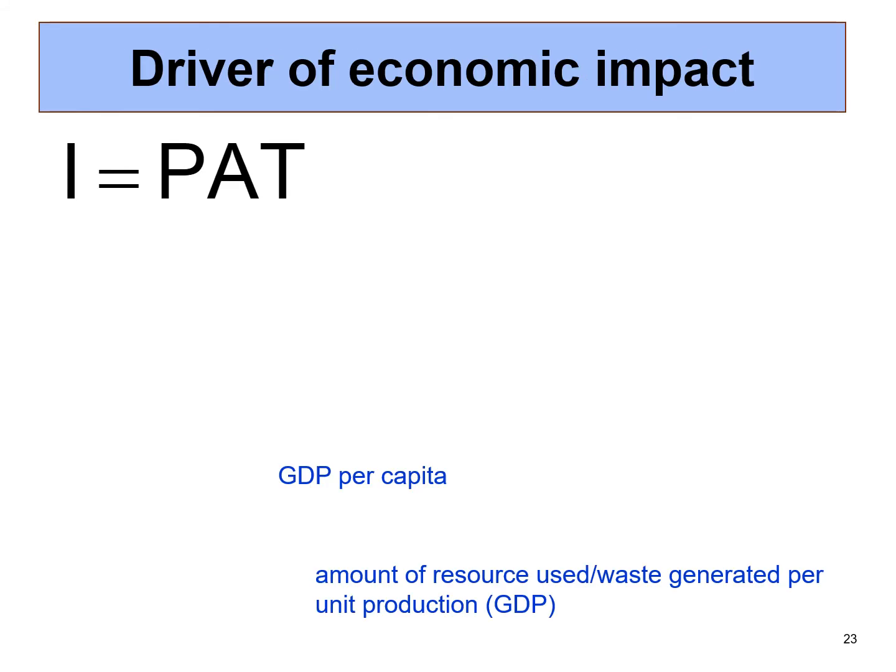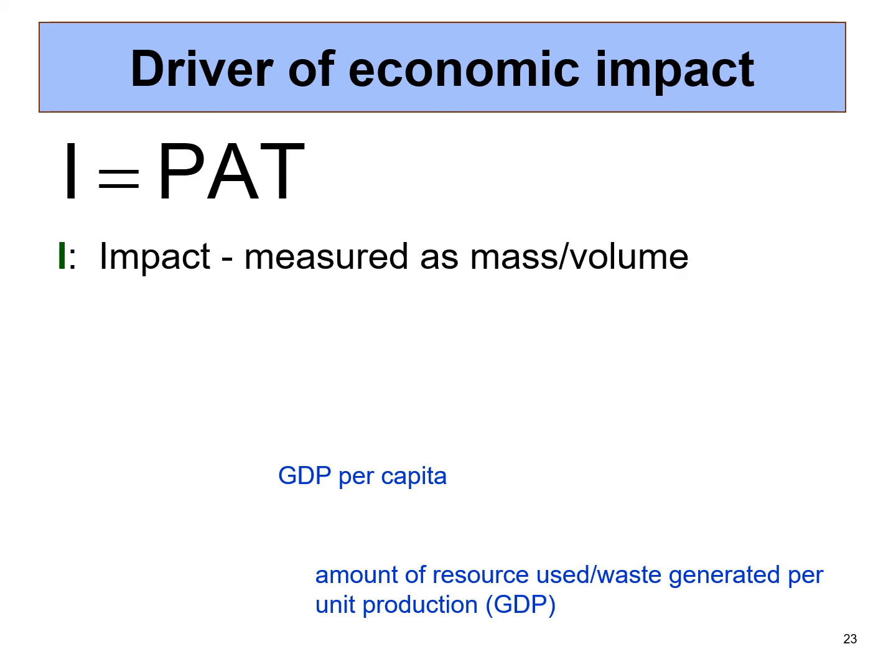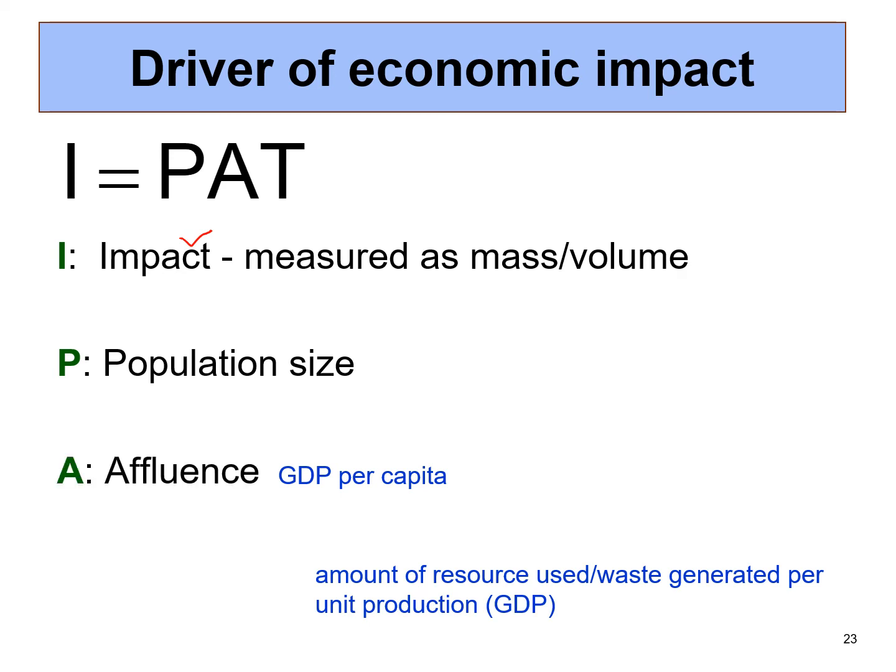Driver of economic impacts, we have I equals P A T, or you can also say IPAT. So what is I? I refers to the environmental impacts such as pollution. Environmental impact can be measured using mass or volume. Second component is P. P refers to population size. And the next one is A. A is affluence. Affluence can be measured using GDP per capita.